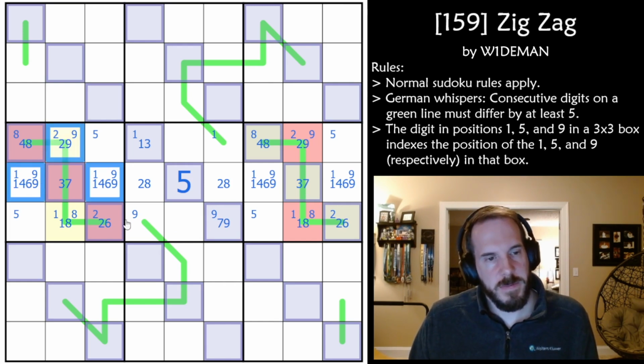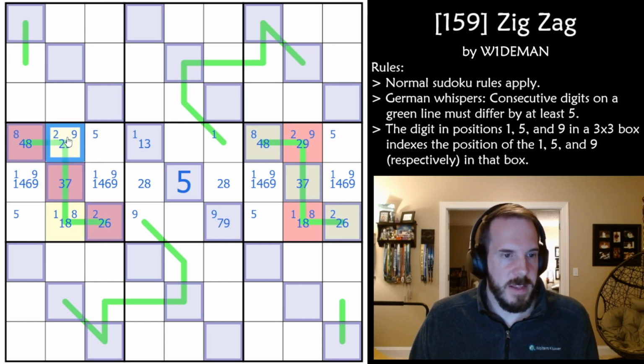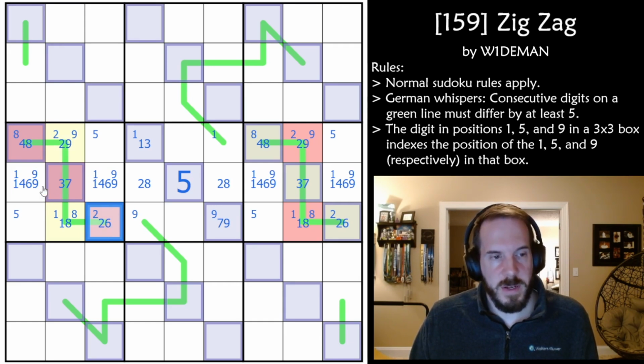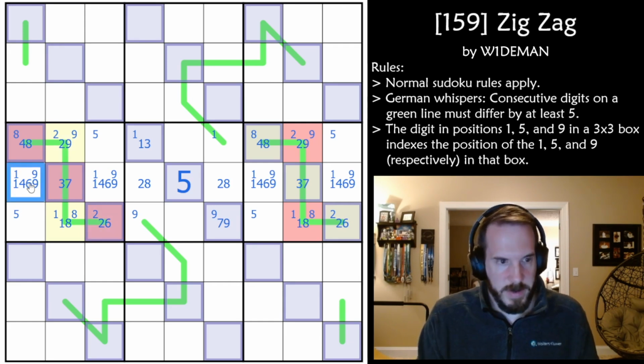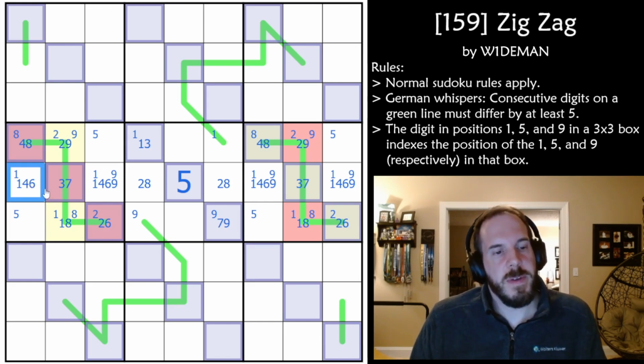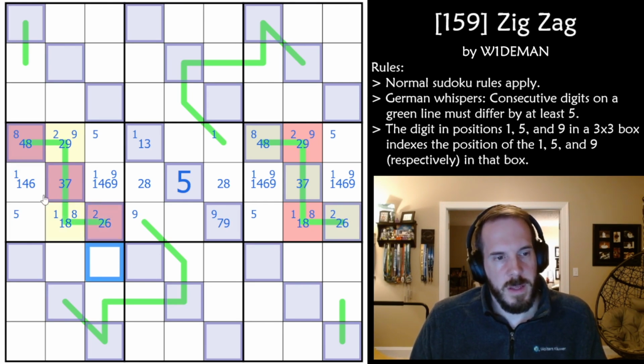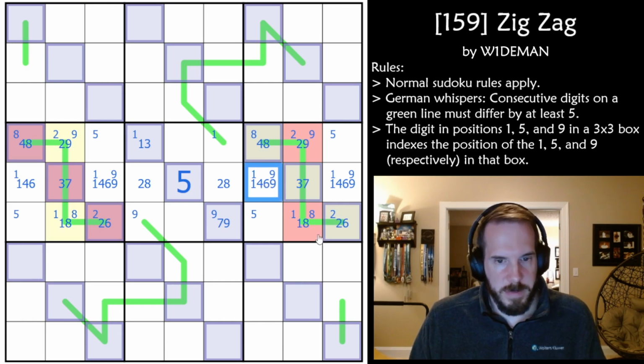So I did mention 9s in this box. So remember that this cell is indexing our 9. So this is position 2, 4, and 6. But we know that this is only 2 or 6. It can't be a 4. So this can't be a 9 over here. If we did, this would be a 4, and then this wouldn't work in this box. And so the same logic is going to apply. Since this can't be a 4, this can't be a 9.